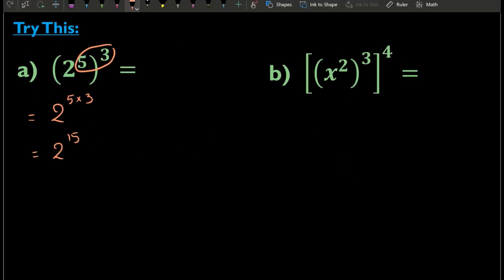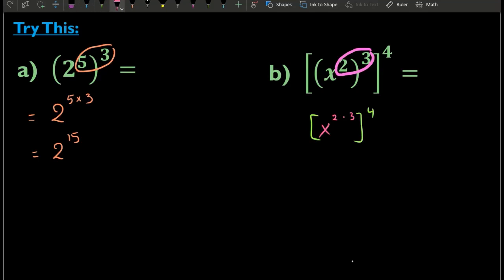Okay, part B, we're going to do the same thing. So x to the 2nd power raised to the 3rd power. If I multiply this, that will give me x to the 2 times 3. Since my multiplication looks like x, I'm going to put a dot. Then we keep the rest, the bracket, raised to the 4th power.